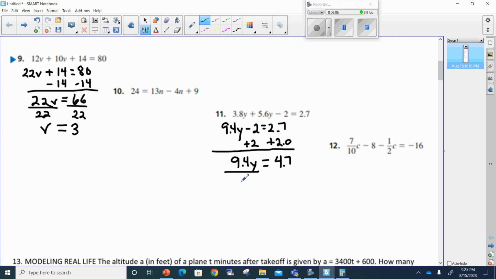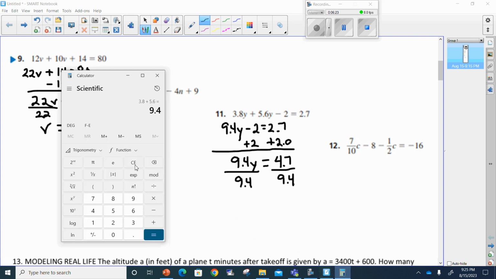I've got to divide 9.4 away to isolate my variable. Remember, since I'm multiplying 9.4 to y, I have to divide it away to get rid of it, which means I have to divide 4.7 by 9.4. Let's see what we get. 4.7 divided by 9.4 gives us 0.5.